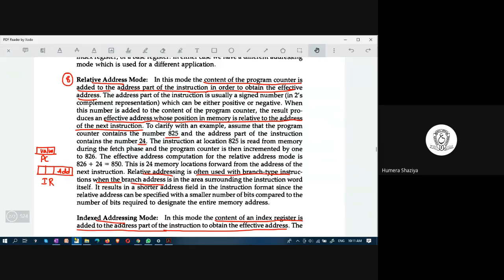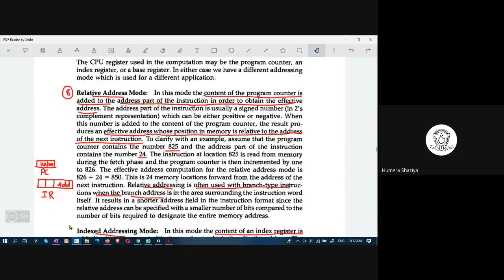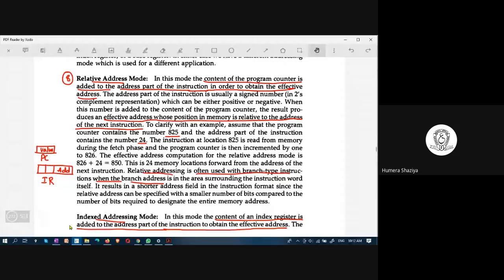All right. Now students, we have completed 7 kinds of addressing modes. In this class, we are going to study the remaining 3 kinds of addressing modes. The first from this category is relative address mode. In relative address mode, we have the instruction register and the program counter. The content of the program counter is added to the address part of the instruction register.